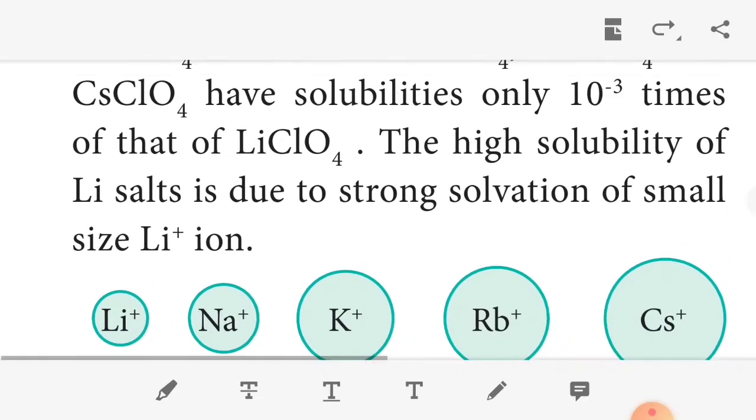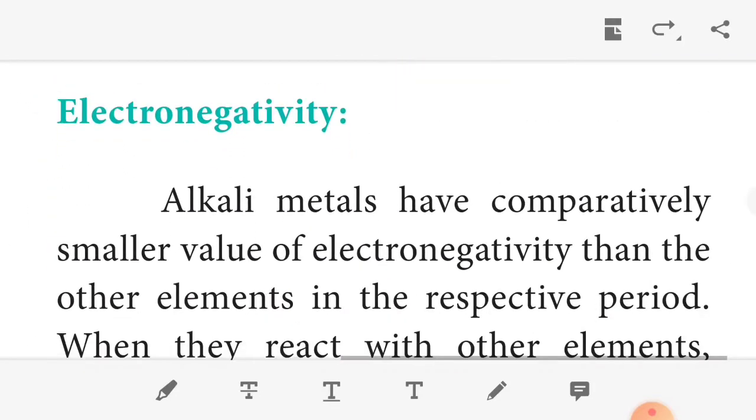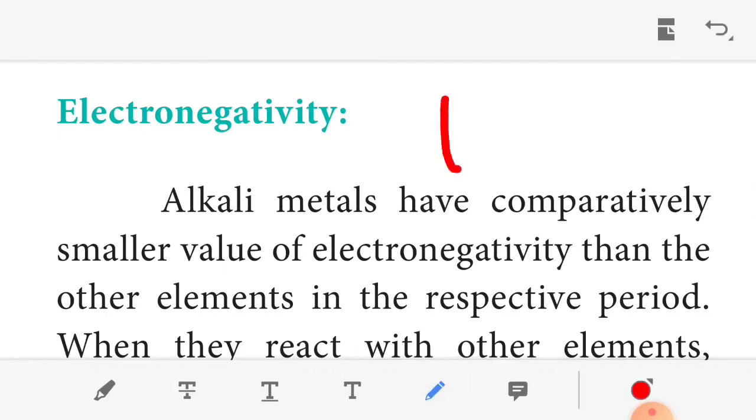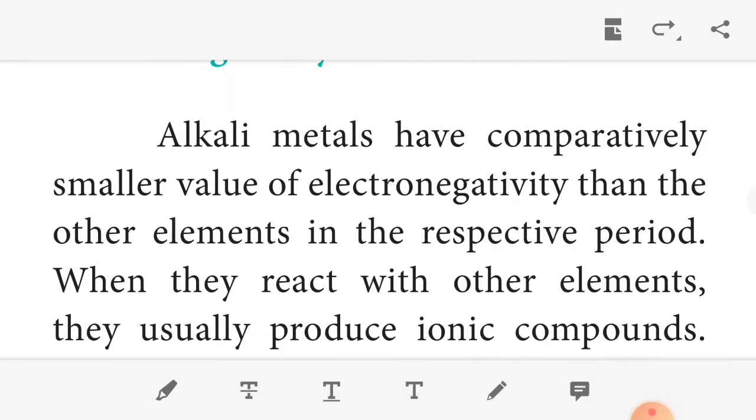Then the next topic is electronegativity. What is meant by electronegativity? For example, in hydrogen chloride, the electronegativity is more for chlorine, so it attracts the shared pair of electrons towards itself. That is called electronegativity. The shared pair of electrons attracted towards itself is electronegativity. The alkali metals have comparatively smaller values of electronegativity than the other elements in the respective period.